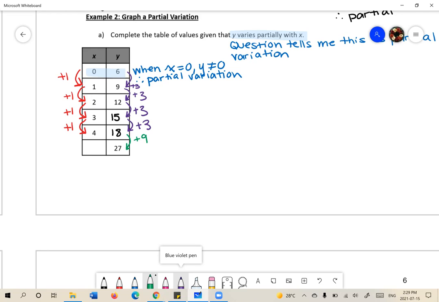So we need to find what slope is. Using slope is equal to change in y over change in x, I'm going to find what slope is. So my y is changing by 3 as x is changing by 1. 3 divided by 1 is 3. So my slope is 3.